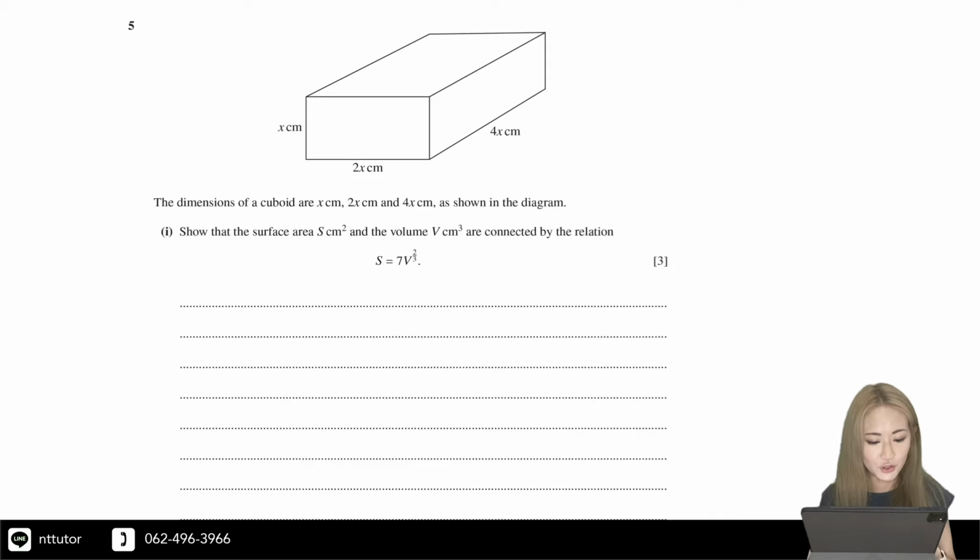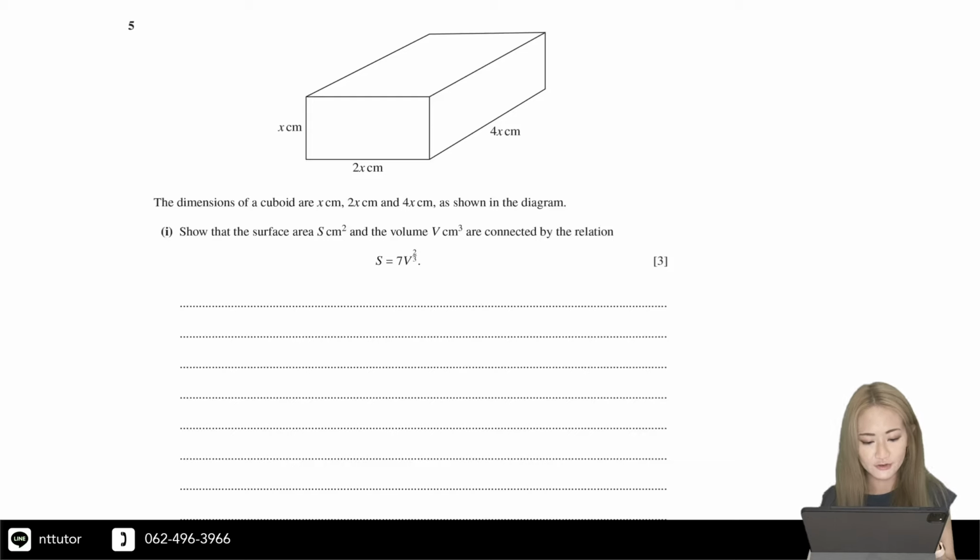The dimensions of a cuboid are x centimeters, 2x centimeters, and 4x centimeters as shown in the diagram. 1. Show that the surface area S centimeters squared and the volume V centimeters cubed are connected by the relation S equals 7V to the power of 2 over 3.